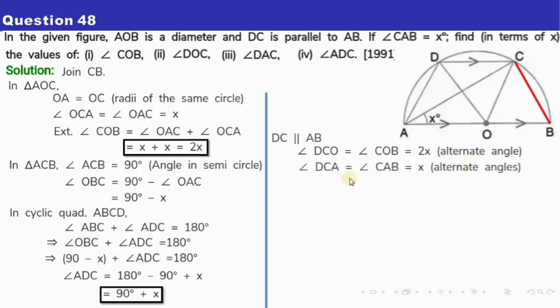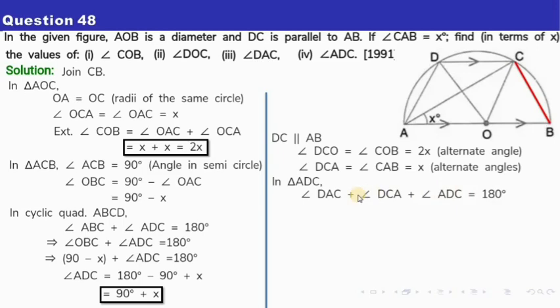Now let us see where DCA is. DCA will be equal to CAB. Again, this one and this one are alternate angles, so this will also be x degrees. This is x, so this will also be x. Now in triangle ADC, let's see where ADC is. ADC is this triangle. In this triangle, the sum of the interior angles is 180 degrees, isn't it?